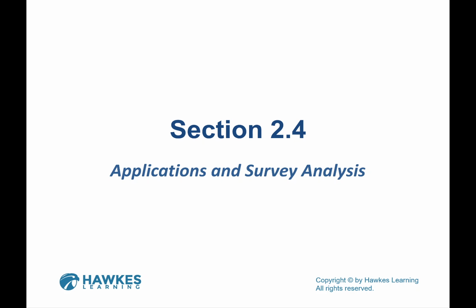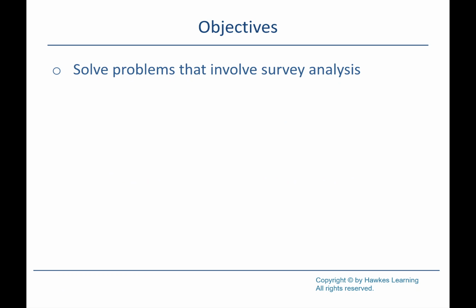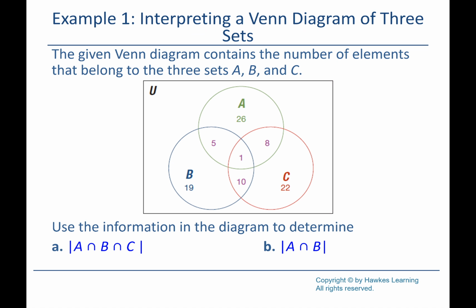You can do a Venn diagram with 4 circles. It gets harder because they all have to overlap somewhere. And with more than 4, it's too much hassle to usually try to use a Venn diagram. So we want to solve problems that involve survey analysis. And again, we're doing Venn diagrams. That's all it is. So let's look at one.